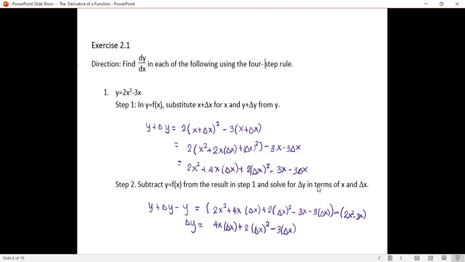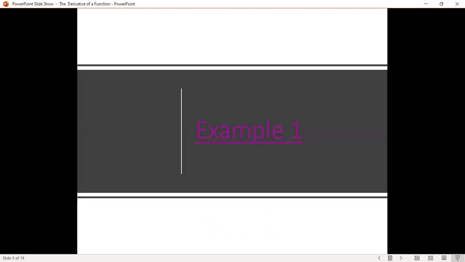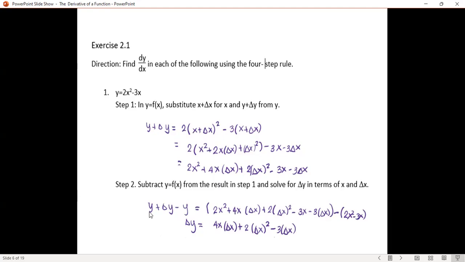Okay. So for the left side, y plus delta y minus y. And for the right side, we will subtract what y is. Y is actually 2x squared minus 3x. So from all these terms that we obtained in step 1, we will subtract the quantity 2x squared minus 3x. And this time we will have common terms.